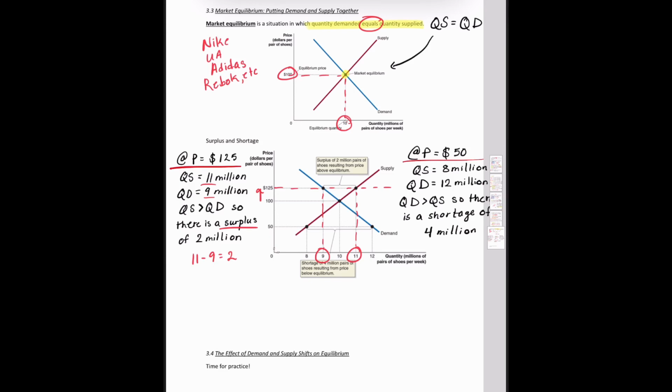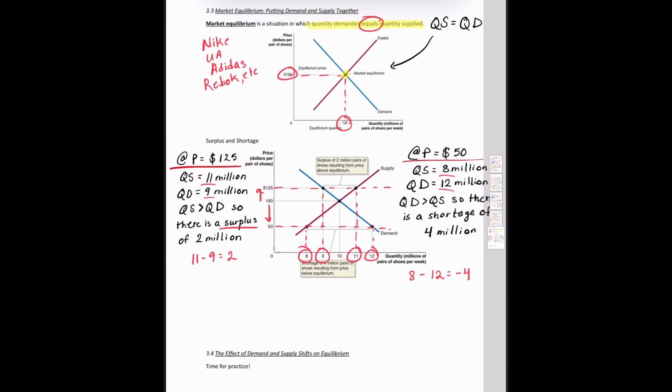Now, what if prices fell to $50 instead of $100? Now we are at a price below market equilibrium. So we have a new quantity demanded and new quantity supplied. Our quantity supplied in this case, we have to use the red supply curve. Quantity supplied is 8 million. Quantity demanded, go over the blue curve, drop straight down, is 12 million. So since quantity demanded in this case is greater than quantity supplied, there's going to be a shortage of 4 million. So 8 minus 12 equals negative 4. You're going to see a shortage of 4 million pairs of shoes.